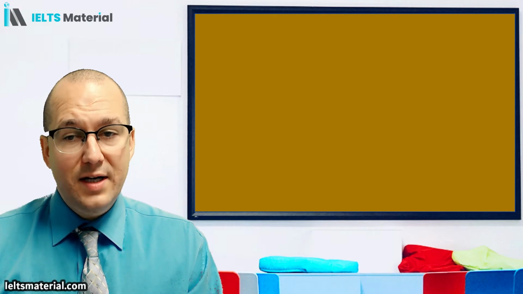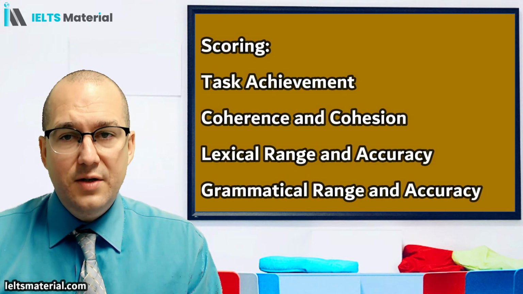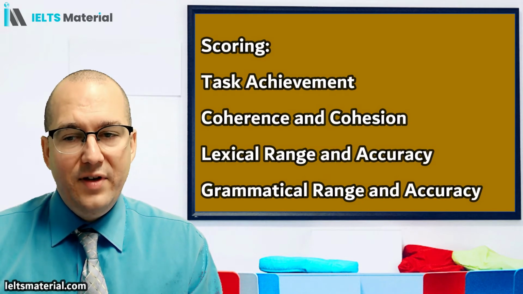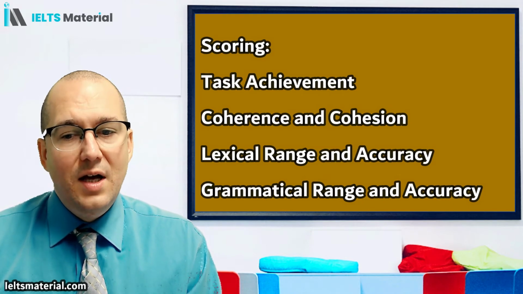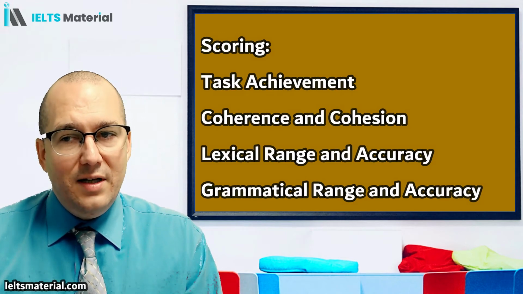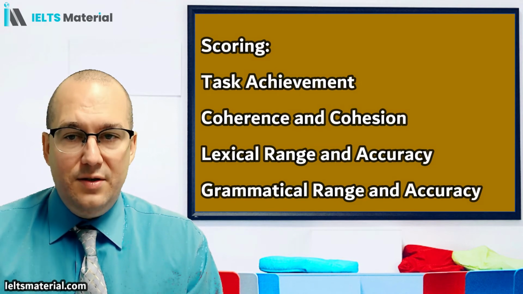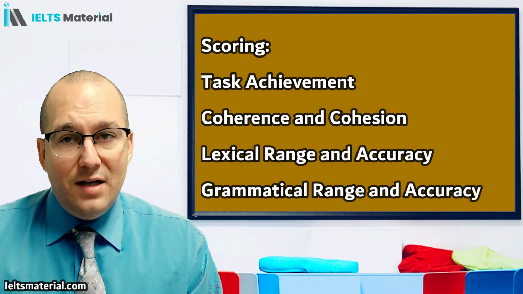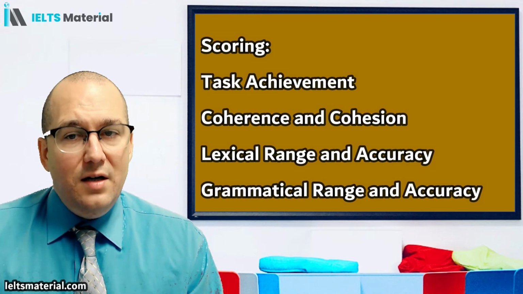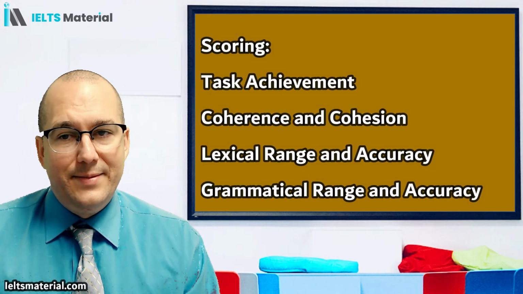As with both writing tasks, you'll be scored on task achievement, which is how well you answer the question, coherence and cohesion, which is your paragraphing and connecting your ideas, lexical range and accuracy. Most people know the term vocabulary. Well, this is the range of vocabulary you use and how accurately you use it. And finally, grammatical range and accuracy. Much like lexical, this is where you must use a range and how accurate you are.